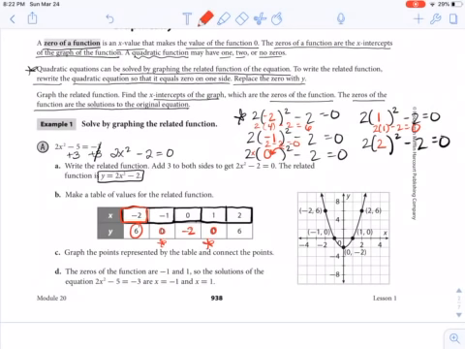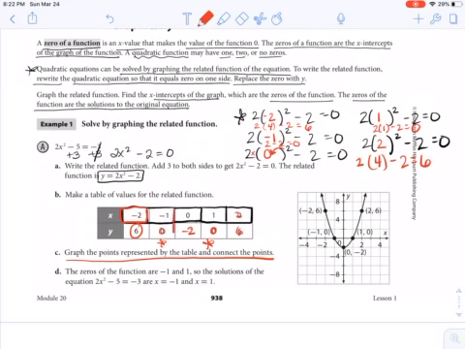And so when I plug in this last 2 here, I get 4. I have 2 times 4 minus 2. Well, again, that's going to give me 6, which makes sense. It's symmetrical. And so I'm going to graph the points represented by the table and connect the points.